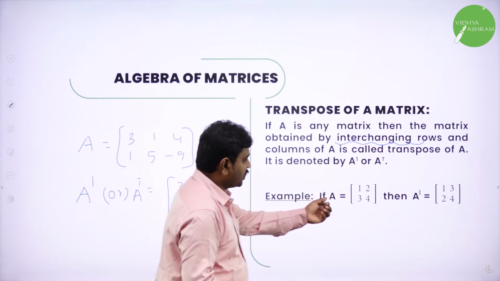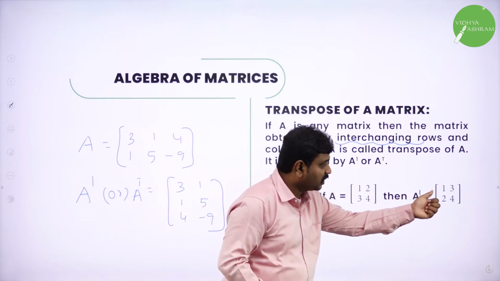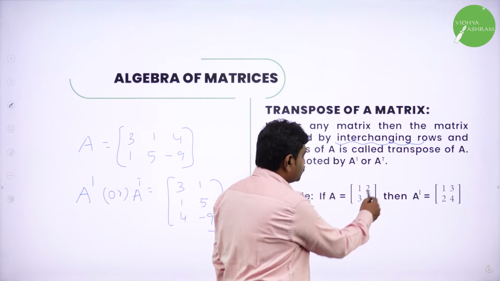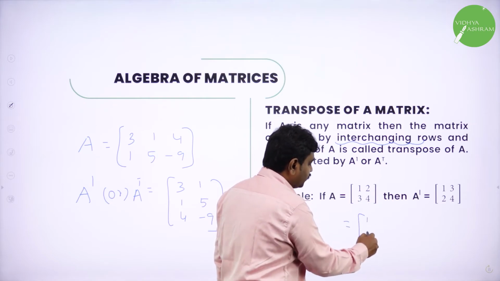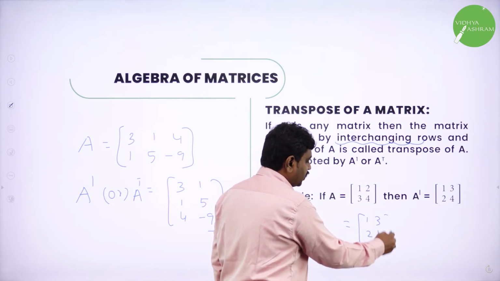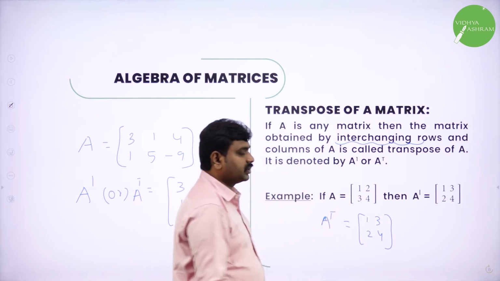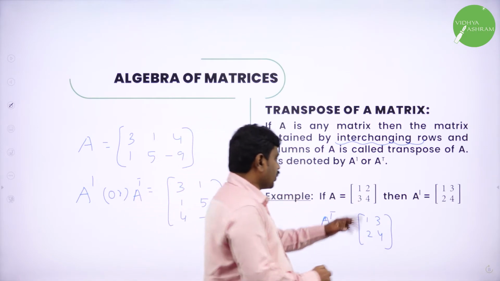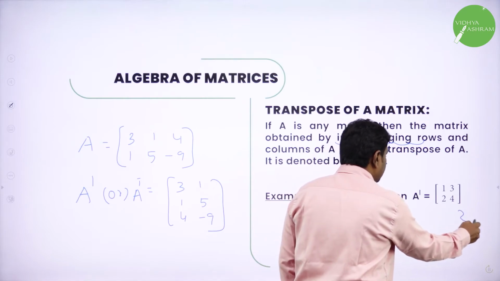Now I have given an example, 1 2 3 4. A dash is what? 1 3 2 4. What is the first row? 1 2, make it the first column. What is the second row? 3 4, make it the second column. This is A dash or A power T. And remember, this is a square matrix, 2 cross 2. Here also we will get 2 cross 2.